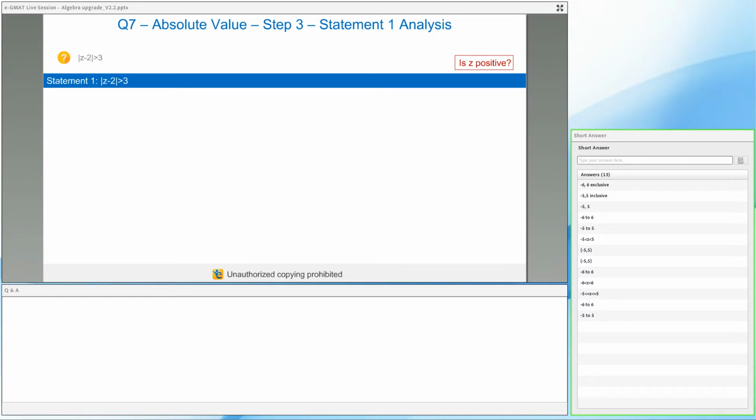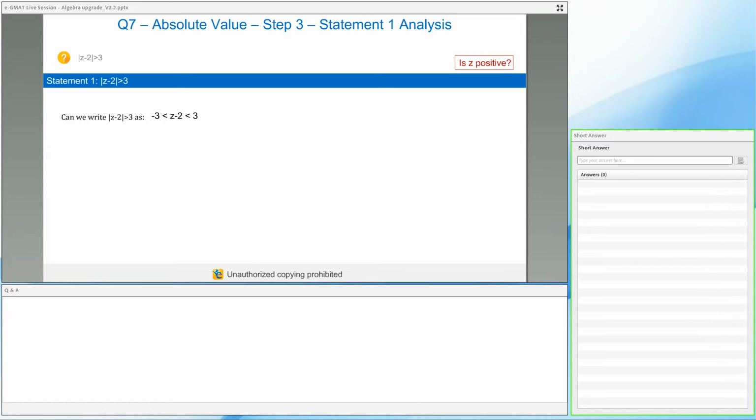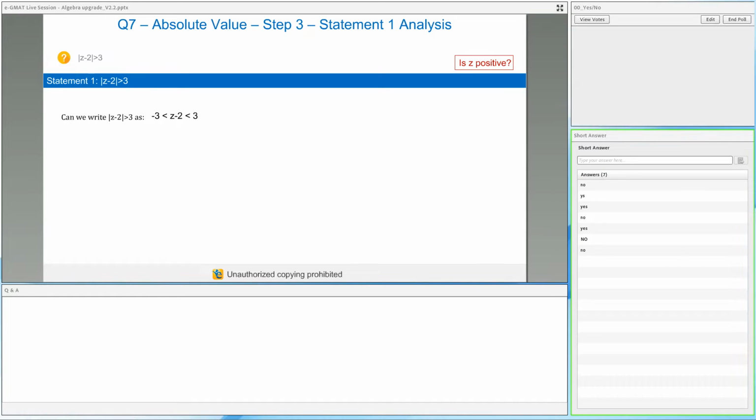Now, while I was discussing mod questions, one of you asked me what should I do when there's a greater than sign, in the case of mod. This is one of the questions where I'm going to show you what needs to be done. Now the first question is, can we write mod of Z greater than 3 as shown? Can I do this? Yes, no.